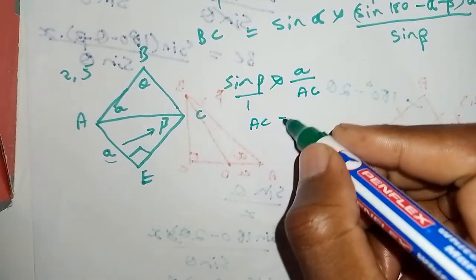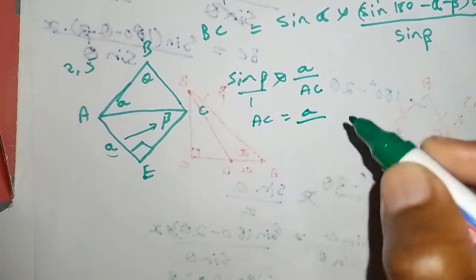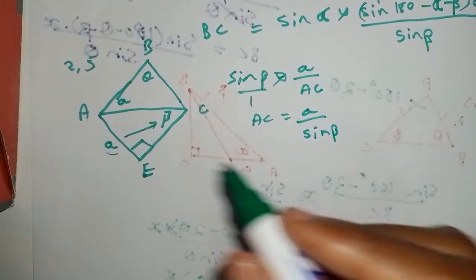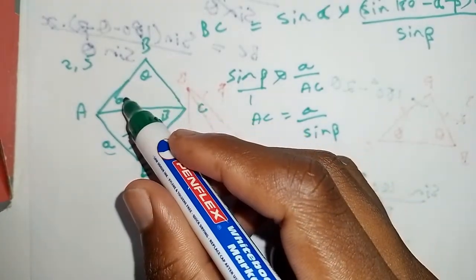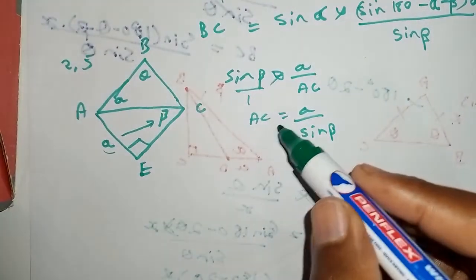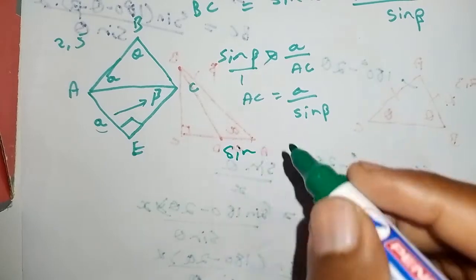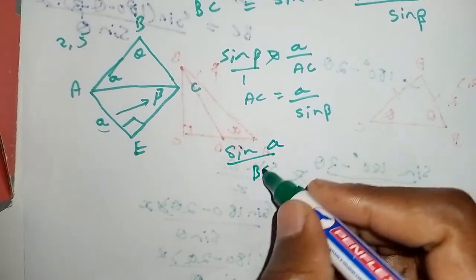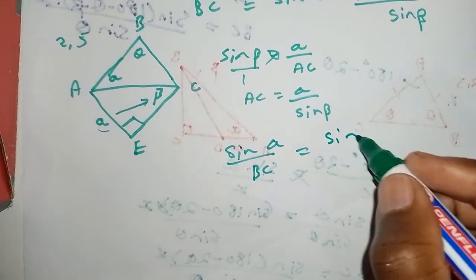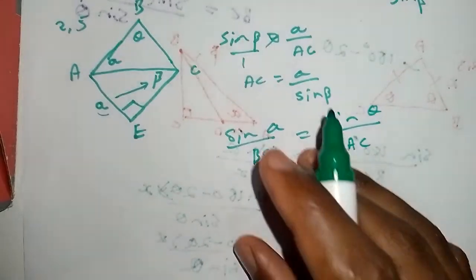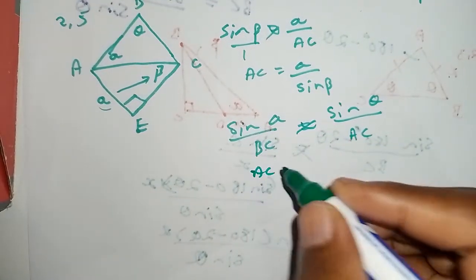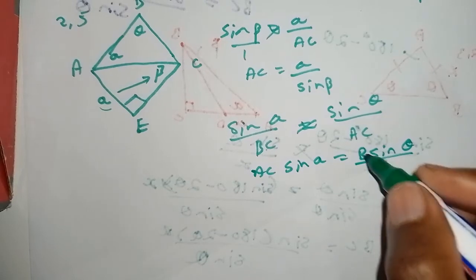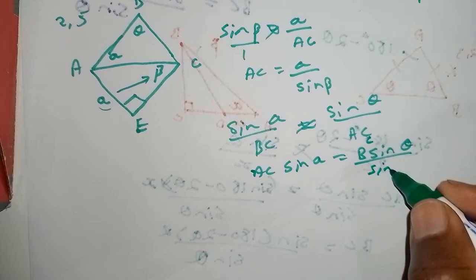Cross multiply, AC is equal to A over sine of beta. There, right? And then I have AC now. I have the opposite angle, which is alpha, and the opposite side of beta, which is AC, right? I can just use the sine rule and say sine of angle alpha over BC is equal to sine of angle theta over AC. And then I need BC, so cross multiply: AC sine of alpha is equal to BC sine of theta, then divide by sine of theta.